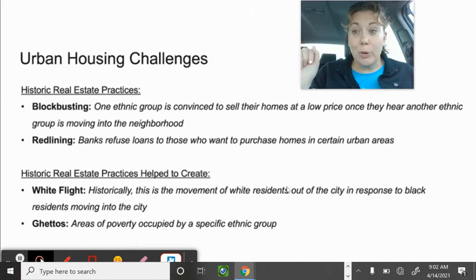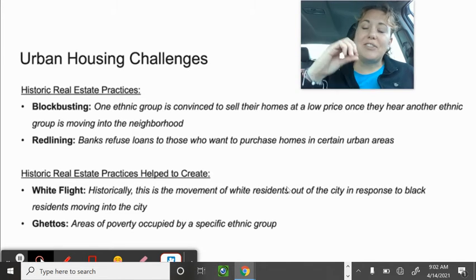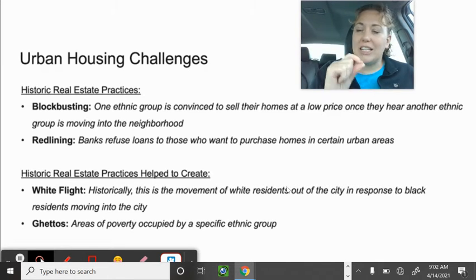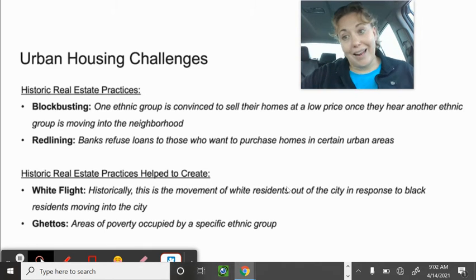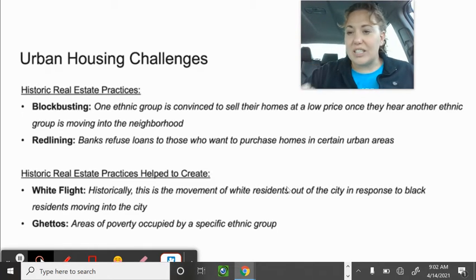But guess what? It was mostly white people who moved there, and it left disenfranchised Black, Asian, Hispanic people living in the inner cities, which ended up creating ghettos. And again, we still see these areas today in the inner city areas.